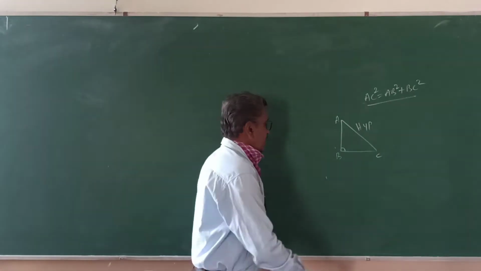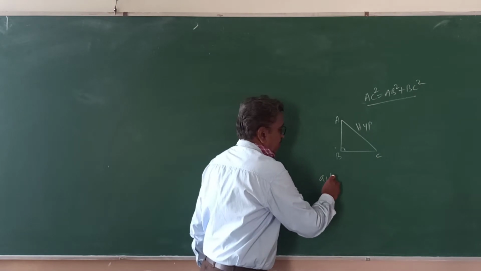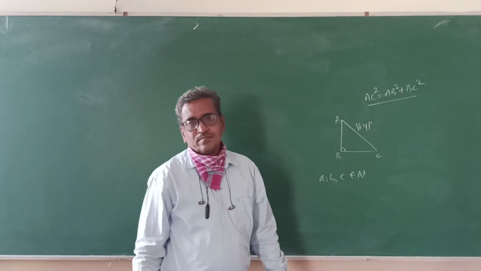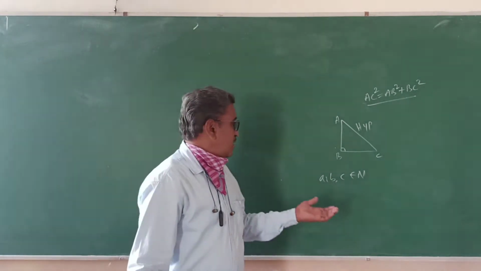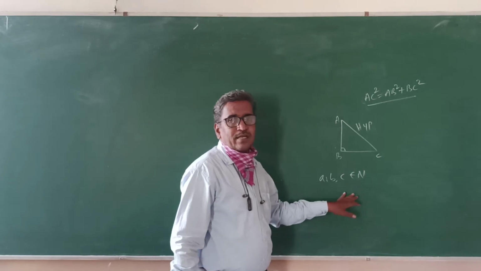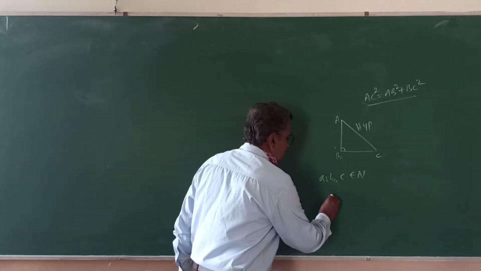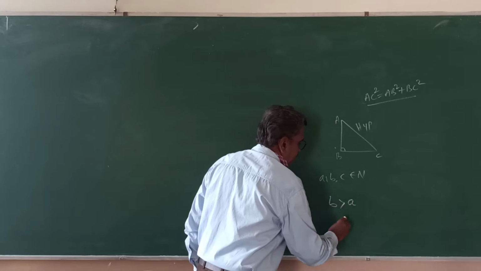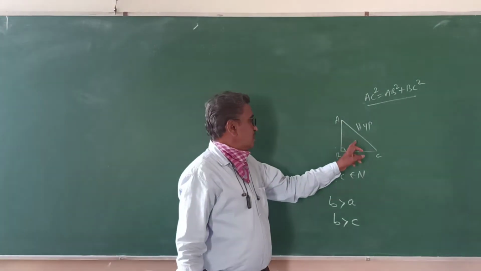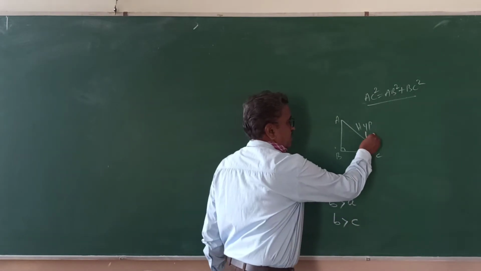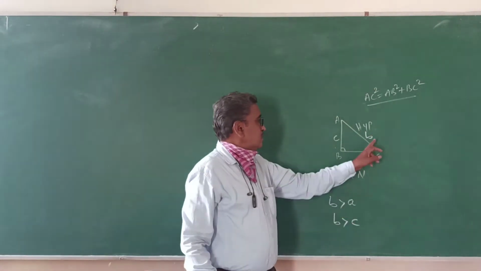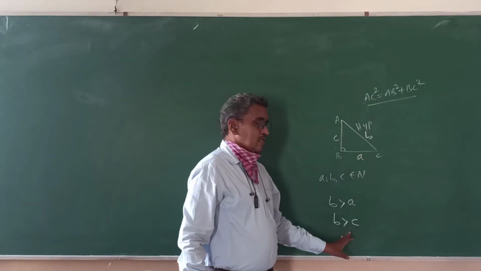And also set of natural numbers A, B, C are natural numbers. Whatever it is, the relation between that A, B, C are natural numbers. So B is greater than A and also B is greater than C. It means B is hypotenuse. This is A, this is C. B is greater than C and B is greater than A.